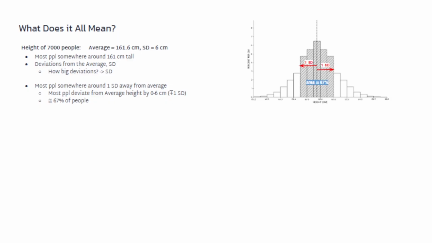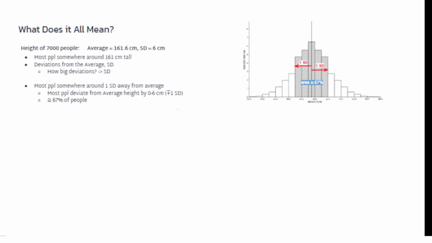So you have gathered the heights of 7,000 people. The average height is 161.6 centimeters and the standard deviation is 6. So what does this data mean? How can you interpret this? The average tells us that most of the people in our population are somewhere around 161 centimeters tall.